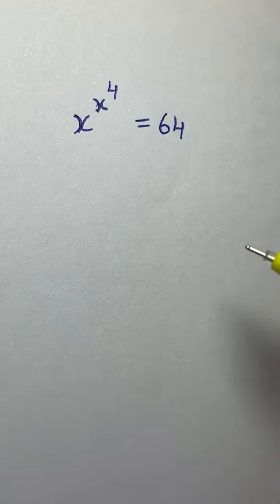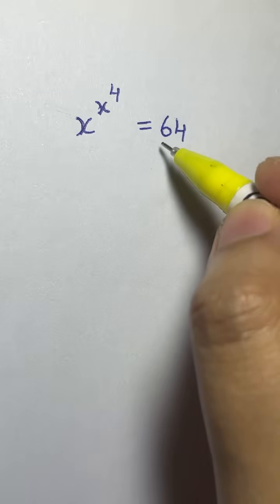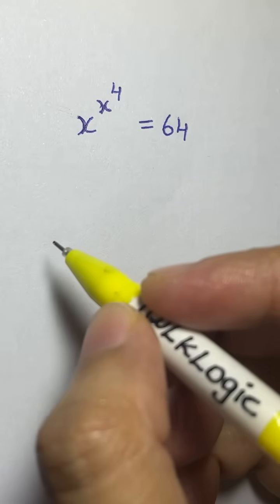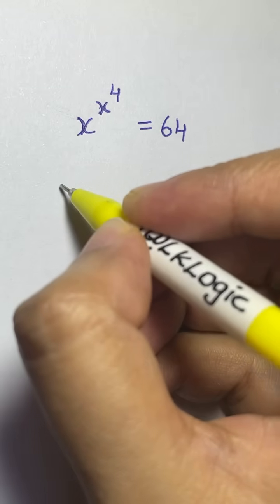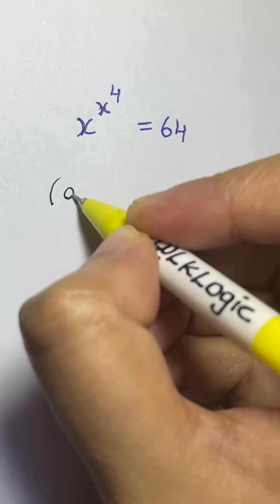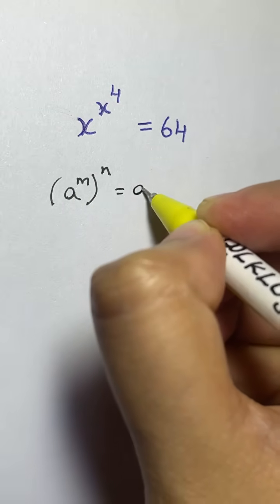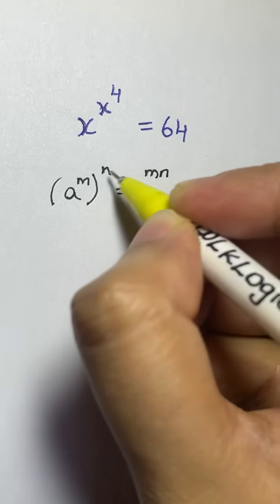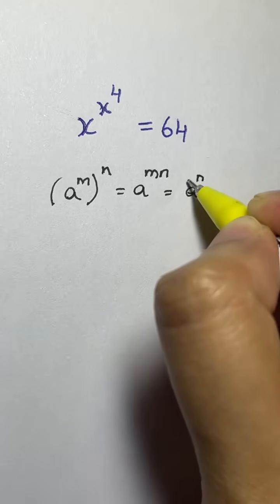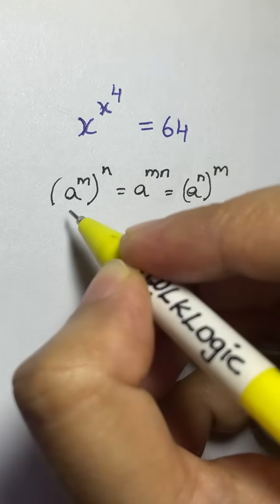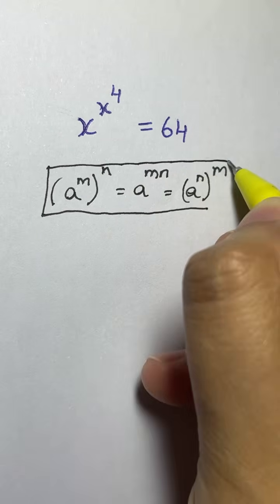So let's write it down. Here we have the question x to the power of x to the power of 4 equal to 64. We have an exponential law, which I'm going to write down here: a to the power of m, to the power of n, is equal to a to the power of m multiplied by n, which can also be reversed. This can also be written as a to the power of n, whole to the power of m. So basically we are going to use this law in our equation solving.